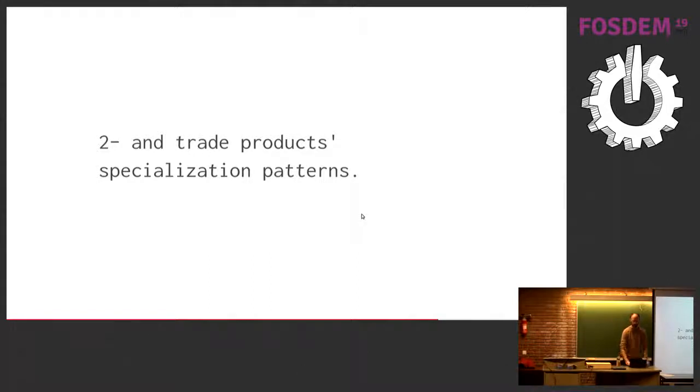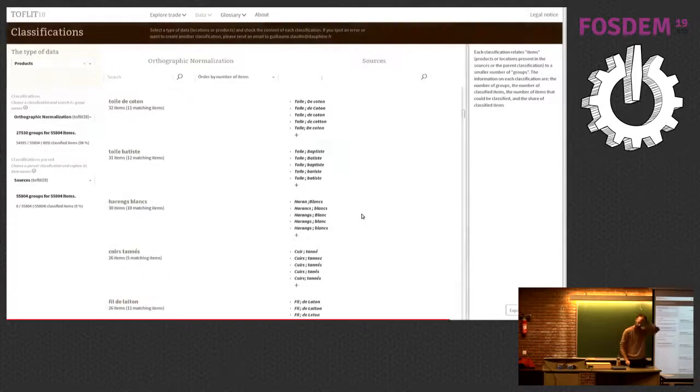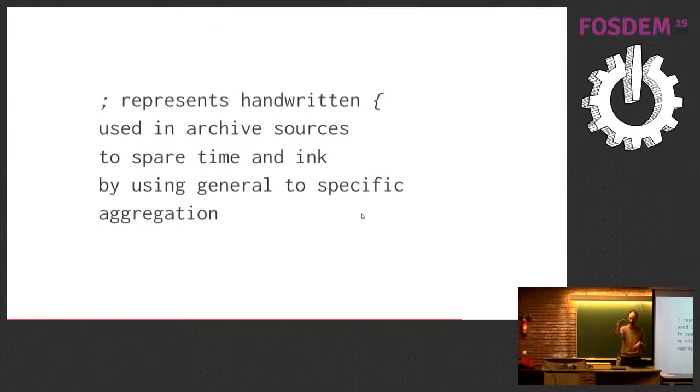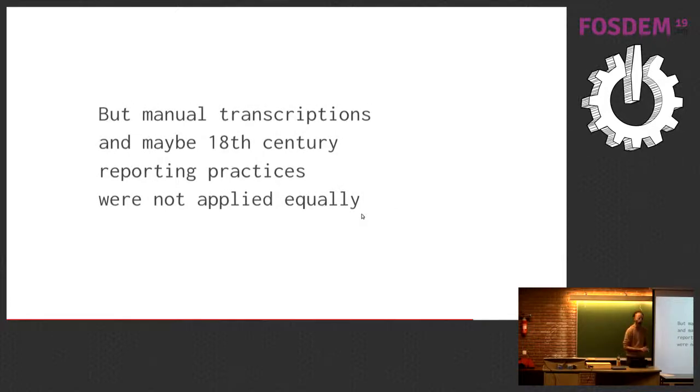The second network analysis we've done is trade products specialization patterns. Okay, I'm going to have to be quick. If you have a look at the sources, you see a lot of semicolons. I showed you one before. Semicolons actually represent handwritten accolade brackets that were used in the sources because the people who were writing those reports wanted to spare time and ink, by using a general to specific aggregation system. They would write wine, a huge bracket, and then from Burgundy, from Bordeaux, from, right, generic to specific. But two issues. First, manual transcriptions, which we did. And 18th century reporting practices: those practices of writing were not applied equally.